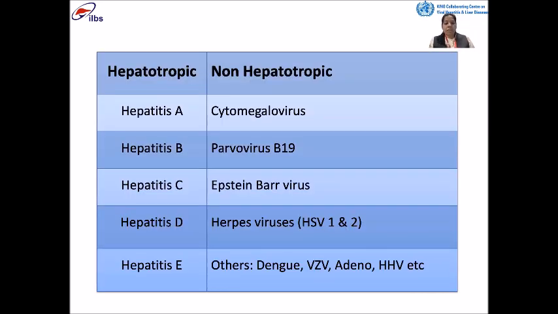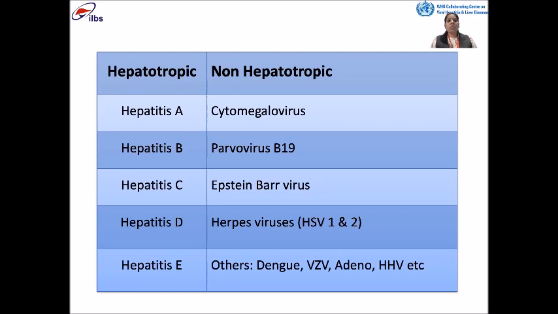And here, there are 5 primary hepatotropic viruses, which differ virologically in their characteristics, transmission and spread. Those are hepatitis A, B, C, D, and E. On the other hand, there are other non-hepatotropic viruses, mentioned in this slide: cytomegalovirus, parvovirus B19, Epstein-Barr virus, herpes viruses, and other viruses like dengue, adeno, and HHV, etc.